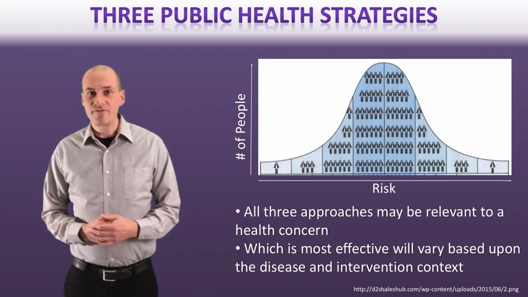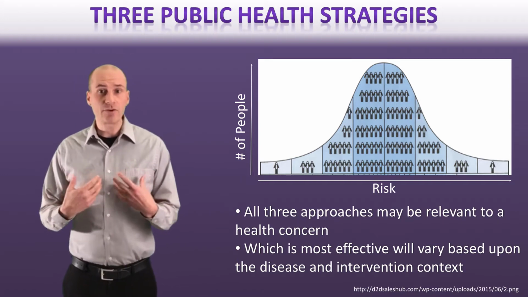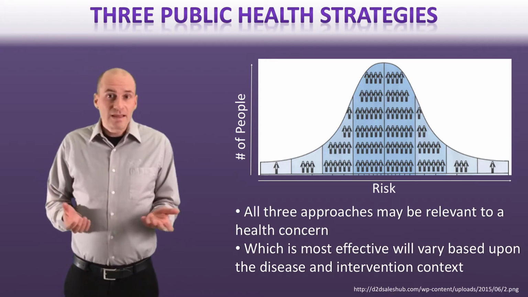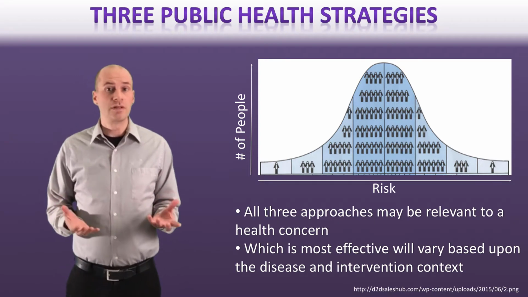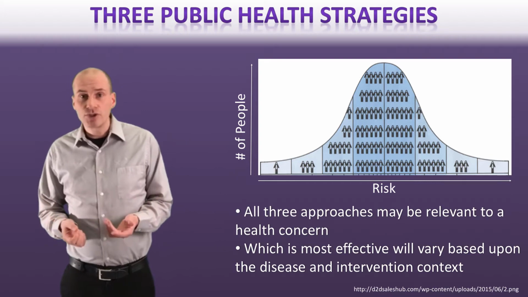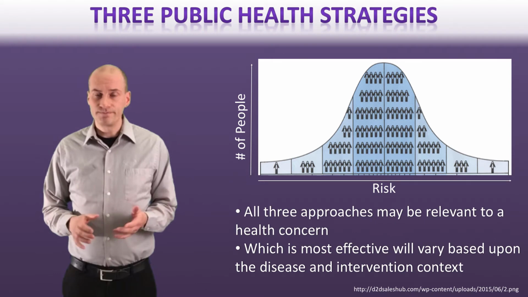I find it very helpful to have a framework for understanding how we improve public health. This is because it helps me to categorize approaches and determine their strengths and weaknesses. In this lecture, I'm going to be talking to you about three general strategies which are commonly used in public health interventions. They're called the high-risk approach, the improving the average approach, and the disparities approach.